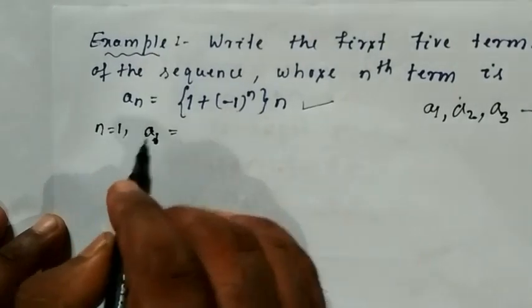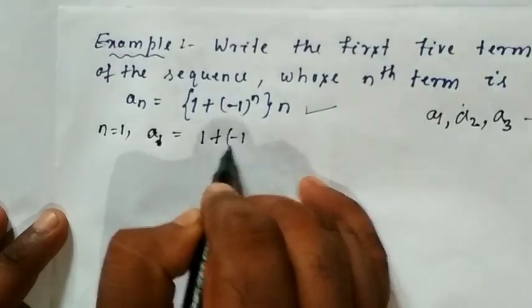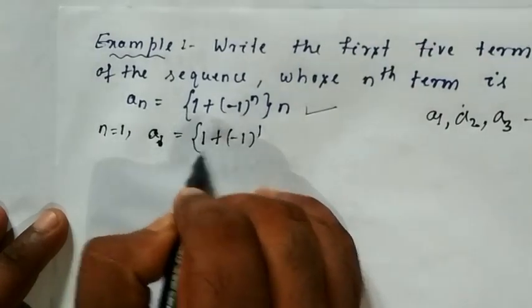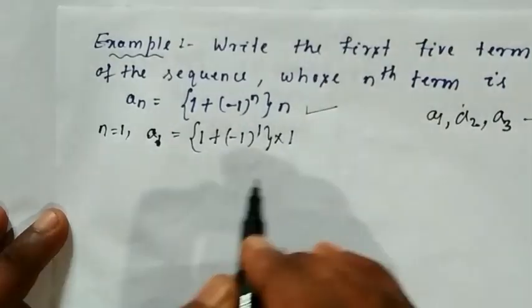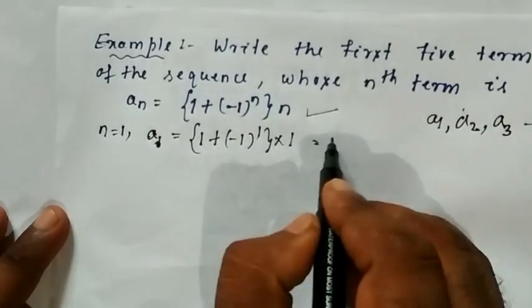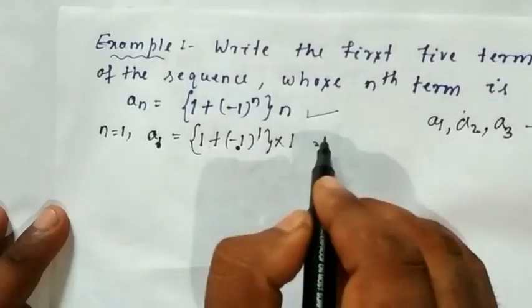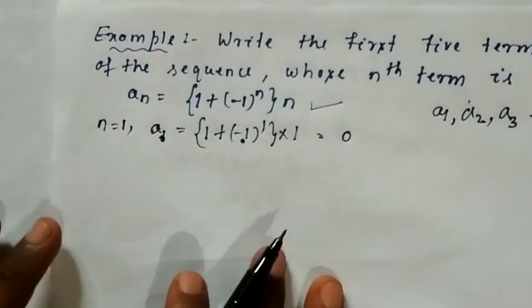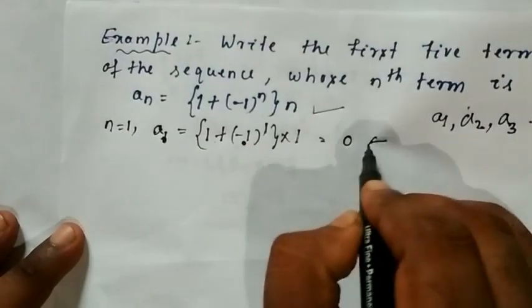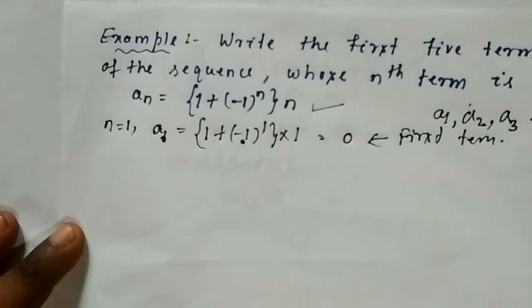So a1 is equal to 1 + (-1)^1 times 1. How much will that be? Minus 1 to the power of 1 is minus 1. So 1 minus 1 is 0. So the answer will be 0. This is the first term. The first term of the sequence is 0.